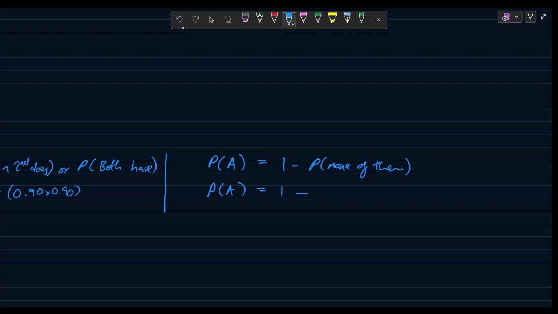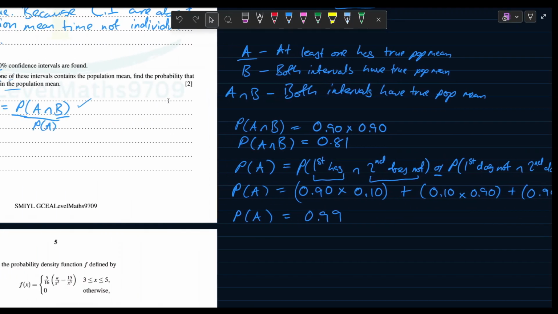So it's going to be 1 minus the probability of the first interval not having it. Since it's a 90% confidence interval, not having would be 10%. So it's 0.10, and there's two of them, so 0.10 times 0.10. If we punch this into the calculator, this is 1 minus 0.1 times 0.1, and this gives us 0.99, which is exactly what we got with the other method.